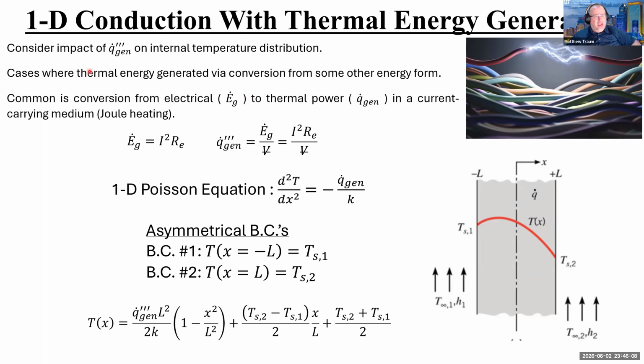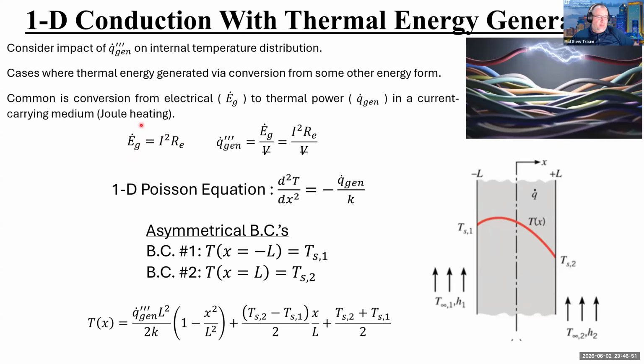Okay, so I say here, consider the impact of Q dot gen triple prime, right? So this is a heat generation per unit volume on internal temperature distribution. There are cases where thermal energy is generated via conversion from some other form of energy, like electrical energy getting converted into thermal energy, like I mentioned before. So a common one, which I mentioned, is conversion of electrical energy, E dot sub G, into thermal power, which is Q dot gen, in a current carrying medium, so joule heating. And you guys know from circuits what that looks like, right?